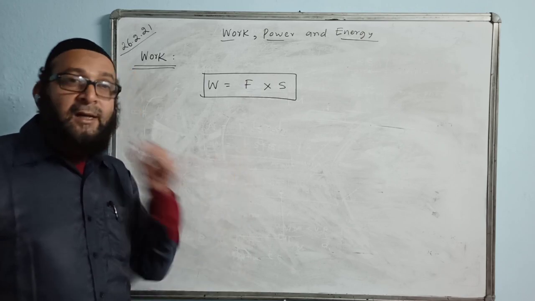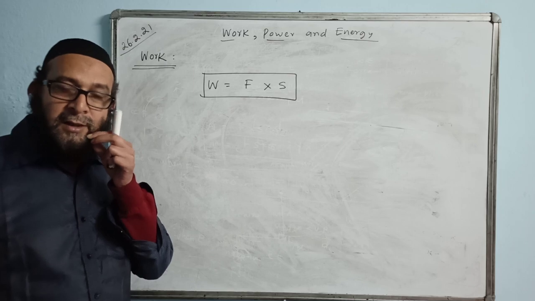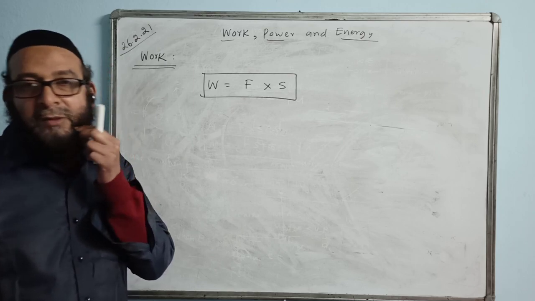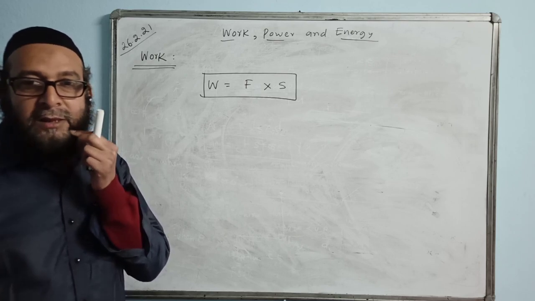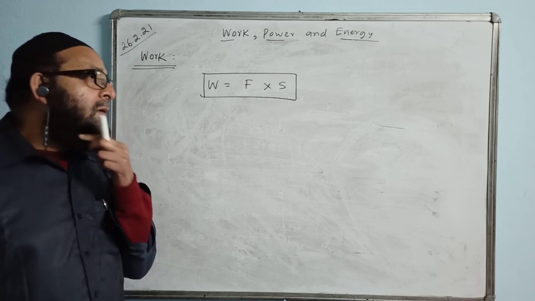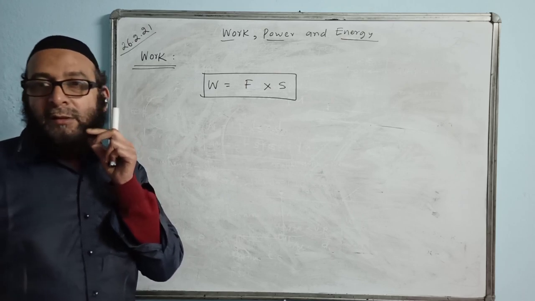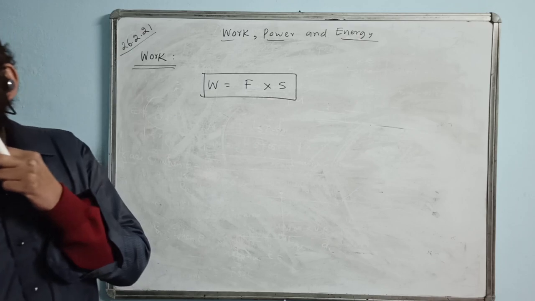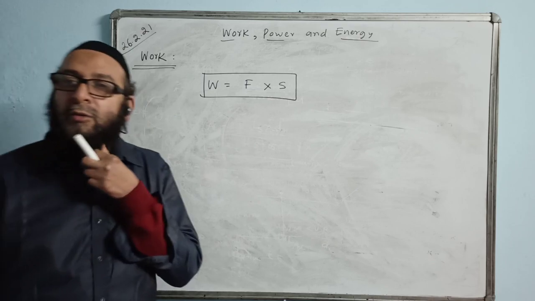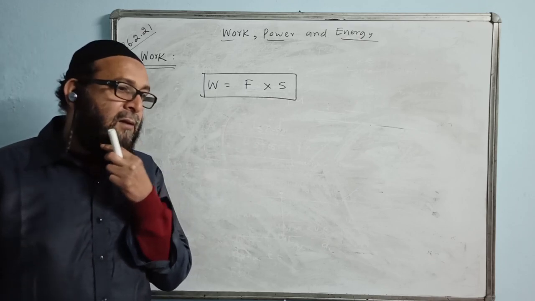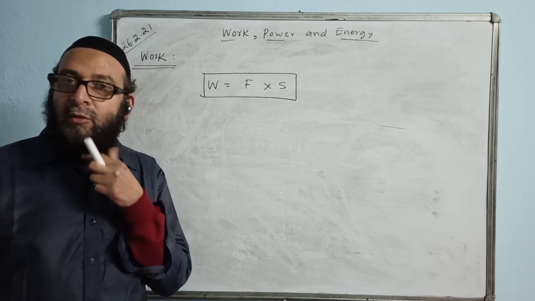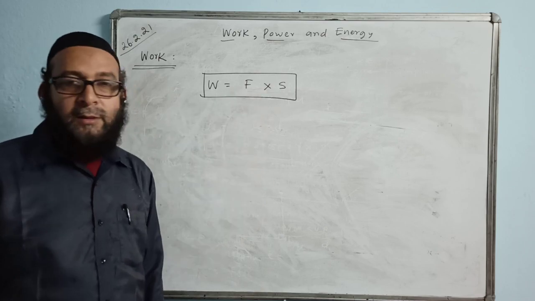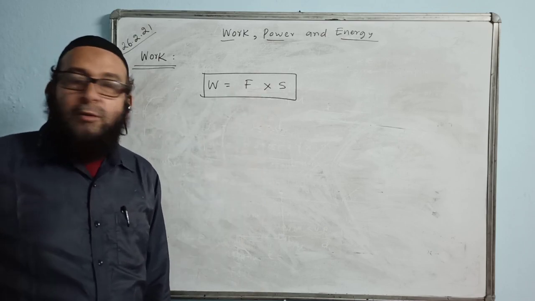The example for the second case, when theta is equal to 90 degrees, is a person carrying a load on his head and walking on a horizontal surface. He does no work because there the theta value is 90 degrees. So there are two conditions for work not done. The first condition is that the displacement is zero, and the second condition is that when theta is equal to 90 degrees between the force and the displacement, that is, when force is normal to the displacement, then the work done is zero.